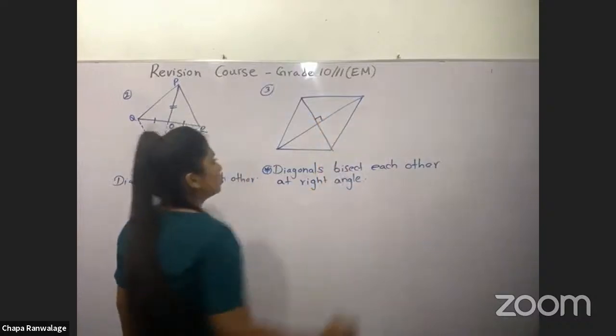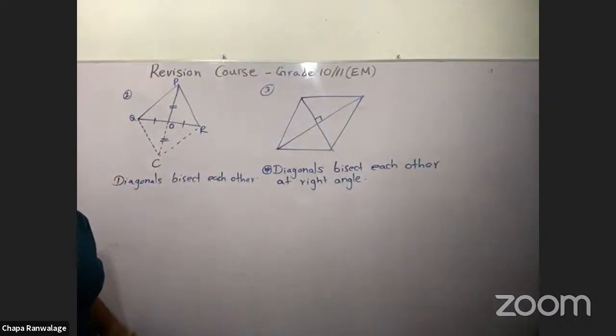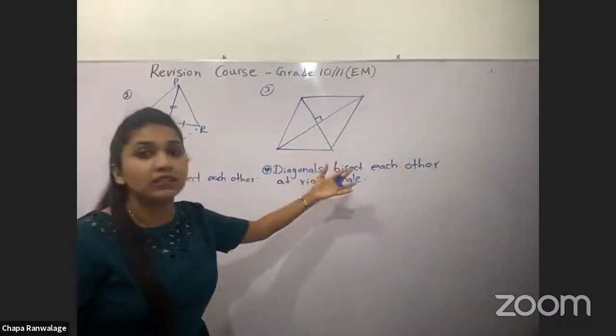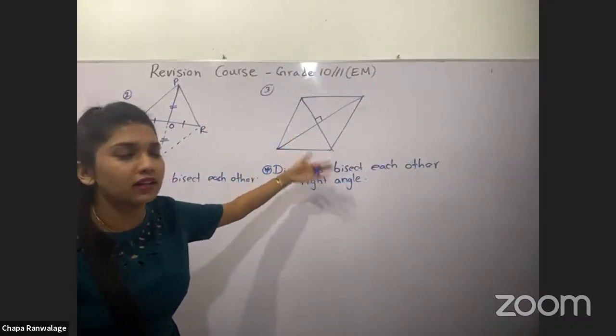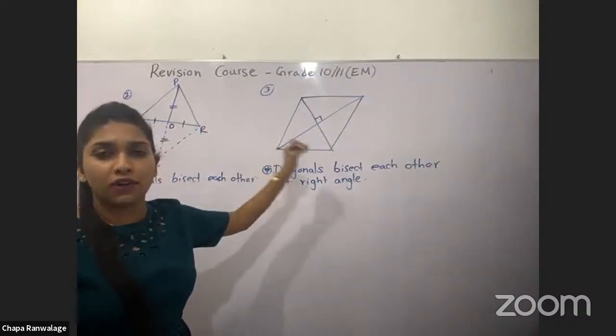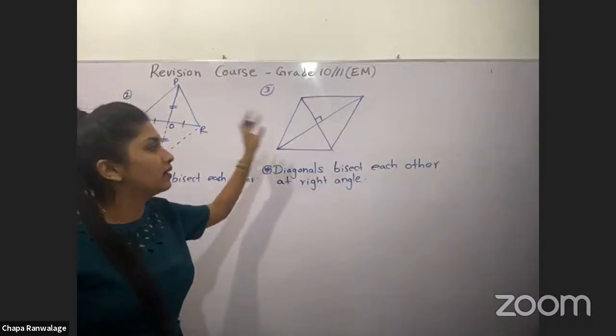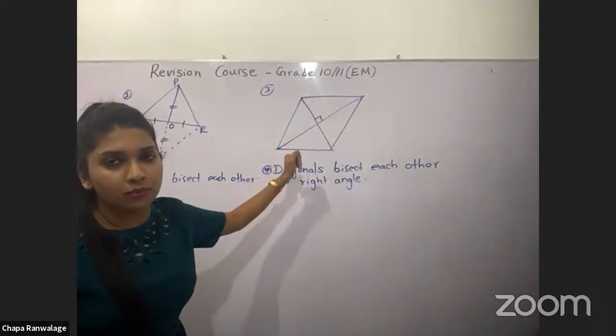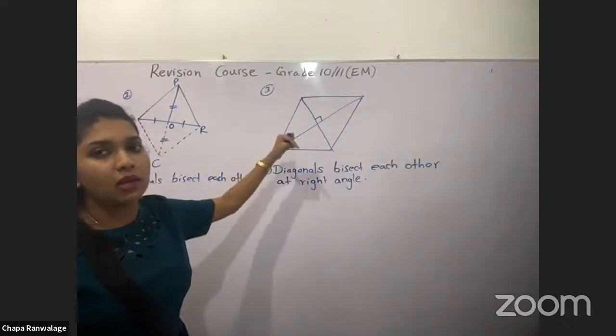When you are doing a proof, also you have to use them. If they have given us this one is a rhombus, children, you have to use the properties of a rhombus. So you have to remember the properties of a rhombus. So that table is very important.